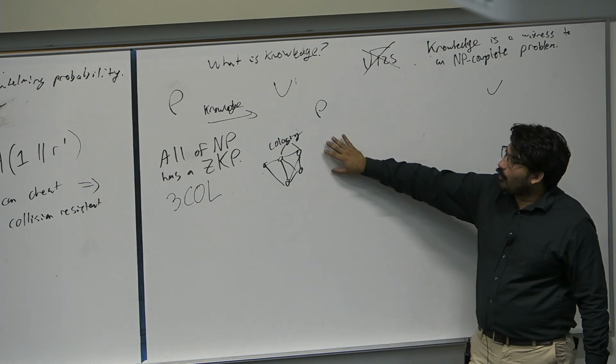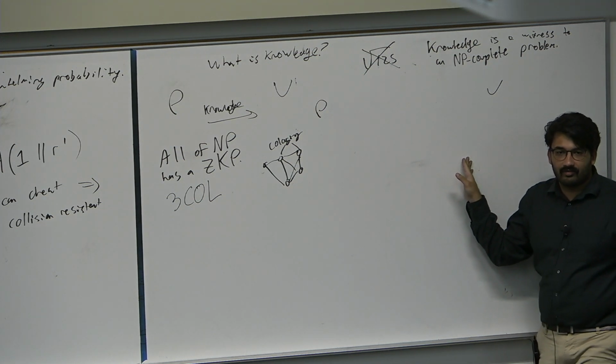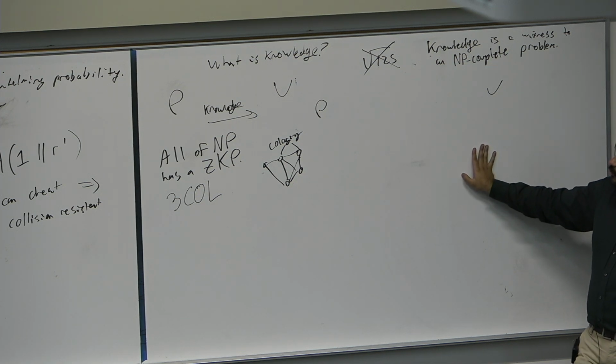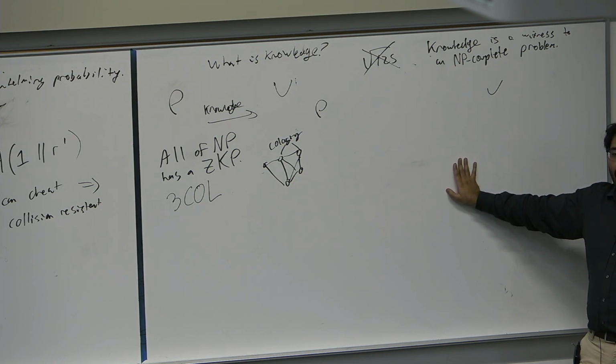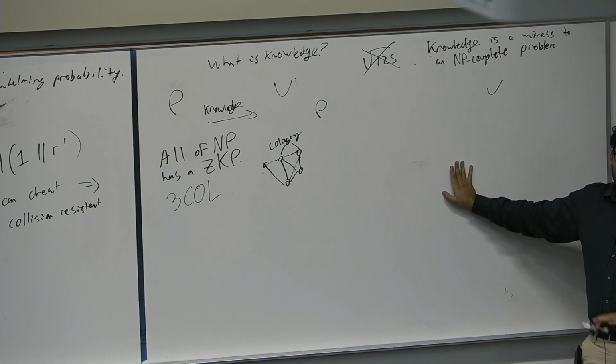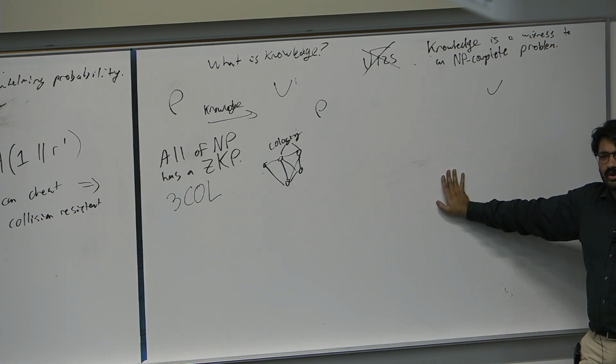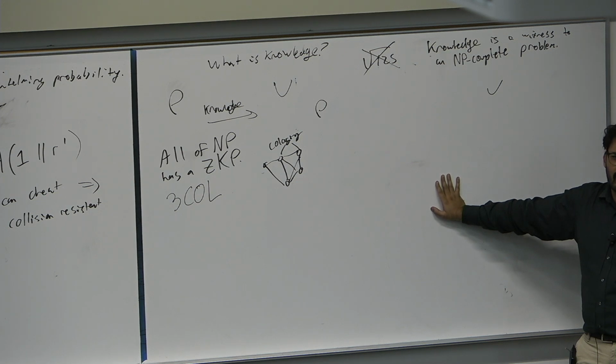So they want to prove to the verifier V that they know what the 3 coloring actually is. The prover wants to convince the verifier, I know what a 3 coloring of this graph is. They both already know what the graph is. The prover wants to convince the verifier it found a 3 coloring. But it doesn't want to reveal the 3 coloring. It has to do so in zero knowledge, right?